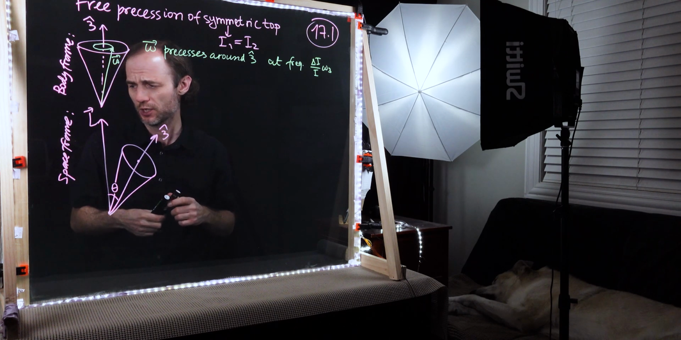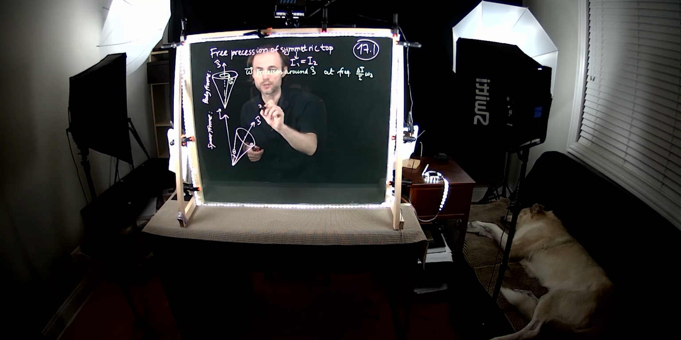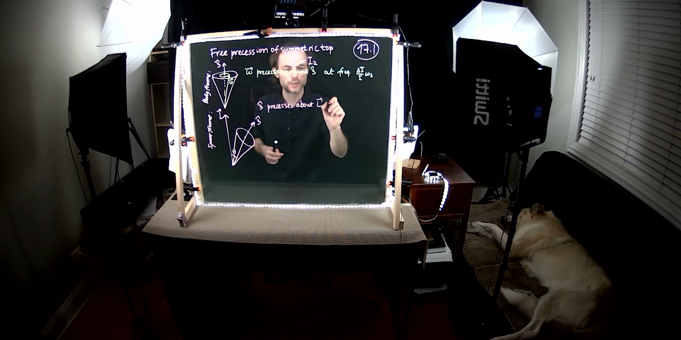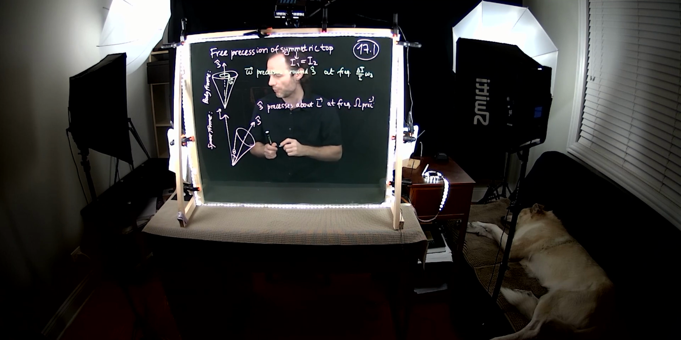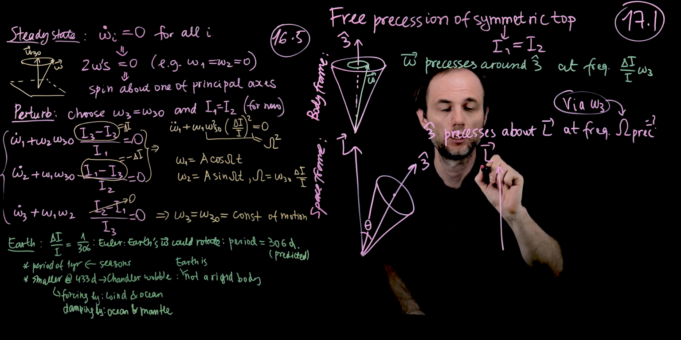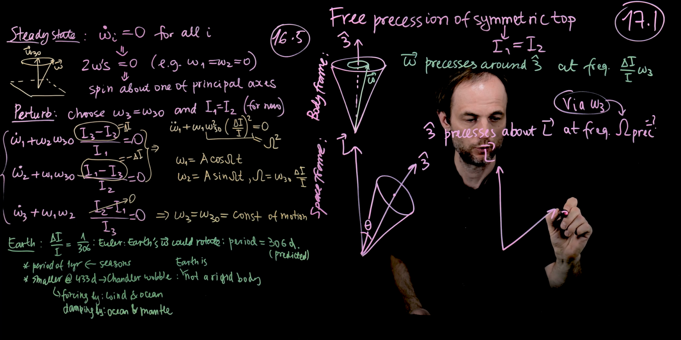So in this case, the free precession will manifest itself as the axis of symmetry precessing about L, and it will be doing that at frequency omega precession. So the big question mark here is, what is that frequency omega precession? And we would like to express this frequency via omega 3. So let's now zoom in on this vector diagram. So suppose that I have my vector L that's pointing up, and I have my vector 3 that's pointing somewhere over here. So that will be 3.